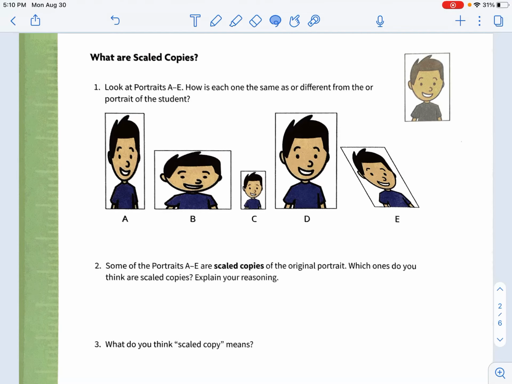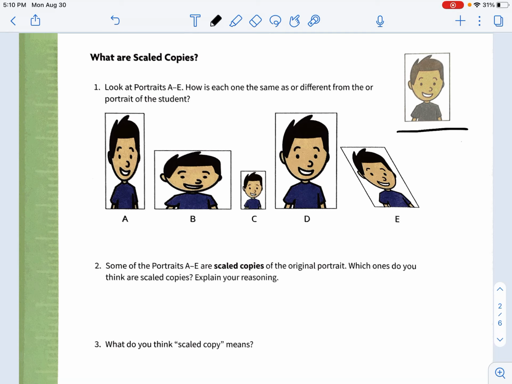All right, so in this lesson we're going to be focusing on scale copies, just kind of an introduction to it. So we're going to go through a couple examples and see the properties of those scale copies. So this first one, you're given the original drawing, and we're looking at A through E to see which one is similar or how it is different.